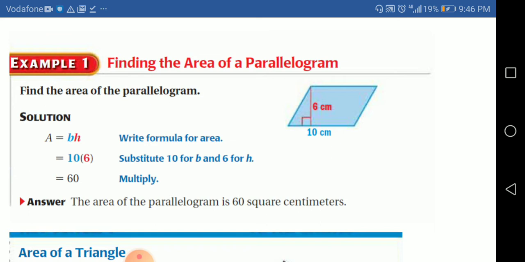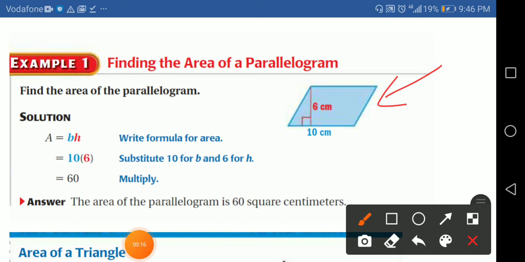So let's start. We have here, can we see, this is a parallelogram? It's a kind of polygon. The area of the parallelogram is what times what? Remember, it's base times height. So I'm going to take the base here, which is 10, times this height, which is 6.